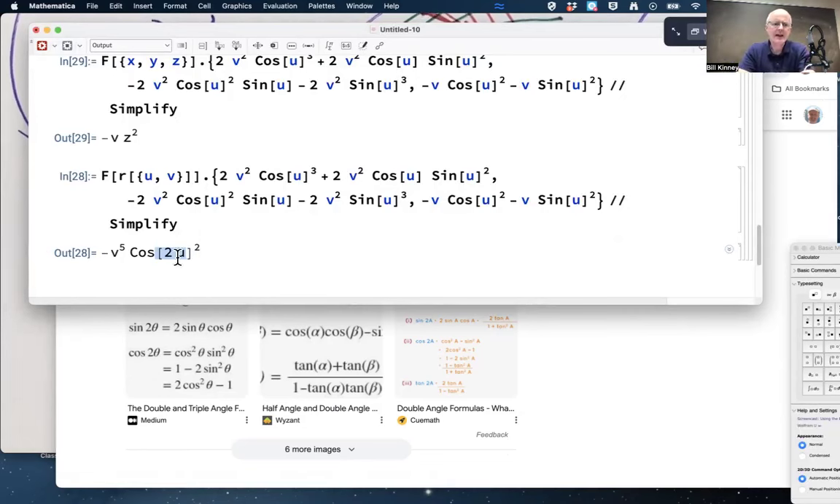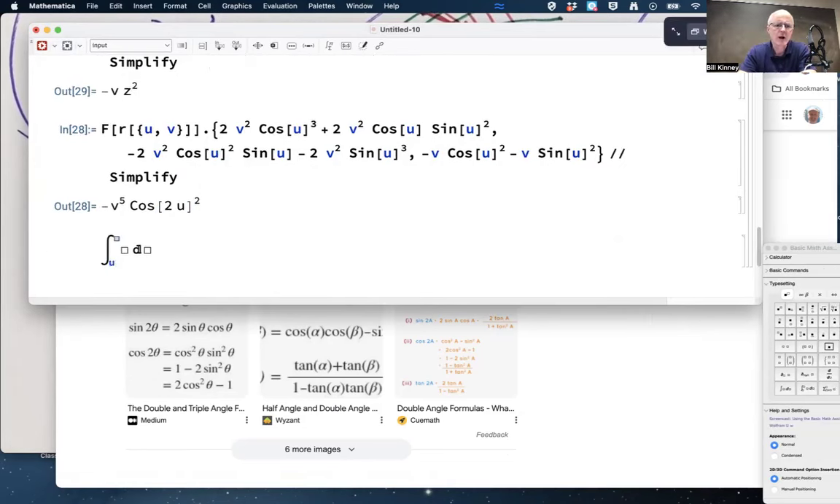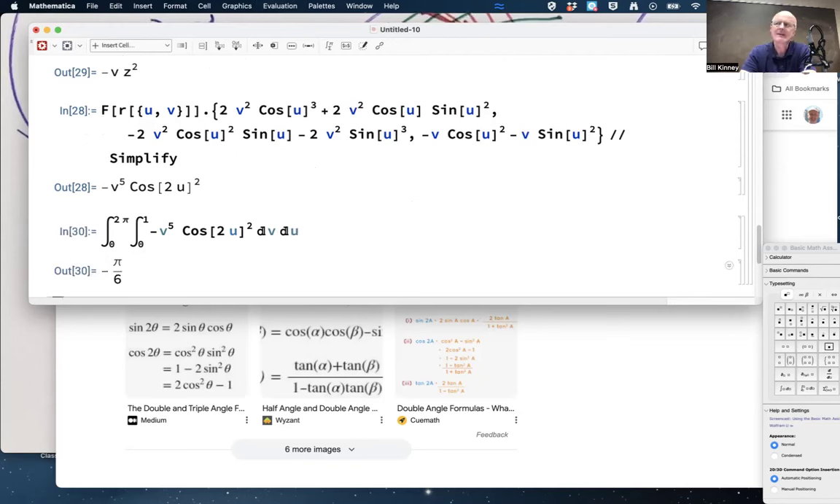But this would be what to integrate then. U going from 0 to 2 pi, V going from 0 to 1 in the parameterization. Looks like we're going to get a negative answer. That doesn't make sense. Negative pi over 6. What am I getting wrong here? Oh, what I might be getting wrong, and this could be a common thing, is that with this parameterization, the n vectors could be pointing downward. And I wouldn't know that without graphing them.